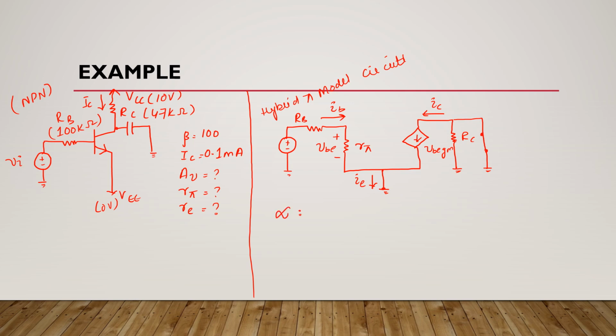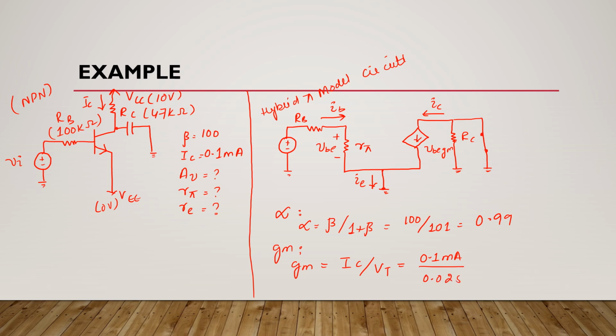Now first we will find alpha. We know that alpha is equal to beta divided by 1 plus beta. Here beta is 100 and here we'll have 101. After solving this you will get 0.99. Now we will find transconductance. We know that transconductance is equal to collector current divided by thermal voltage. Here collector current is 0.1 milliamperes and thermal voltage is 0.025 volts. After solving this you will get 4 milliamperes per volt. So this is transconductance.